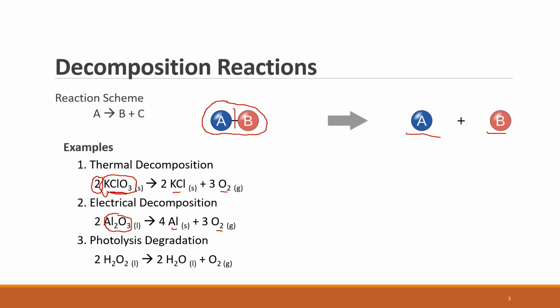Now the last one looks like we have peroxide here. So two molecules of peroxide are decomposing or breaking apart to form water and oxygen. So one type of reactant breaking apart into two or more products. That's the definition of a decomposition reaction.